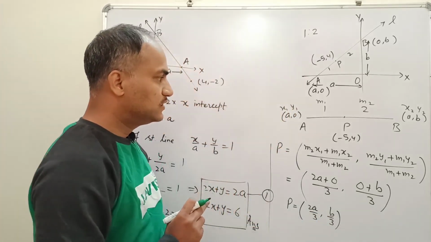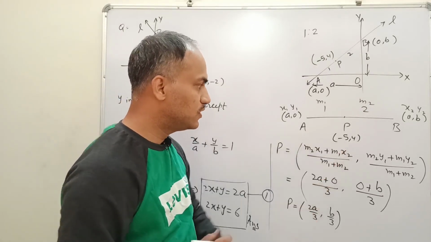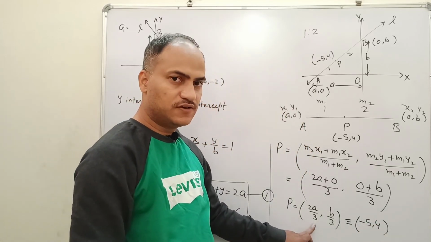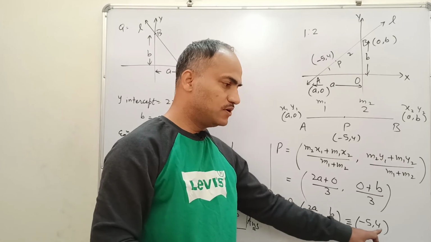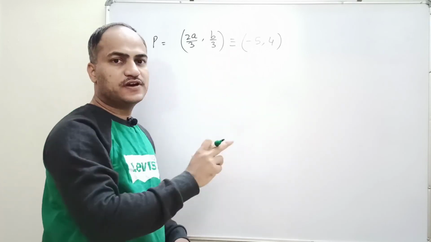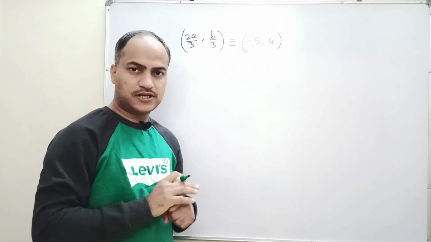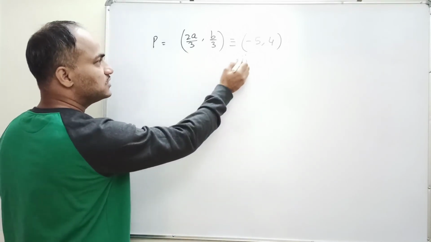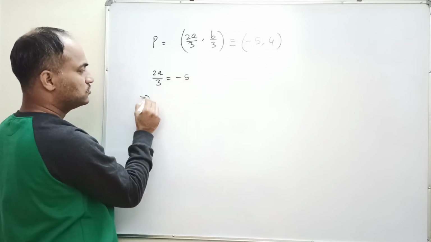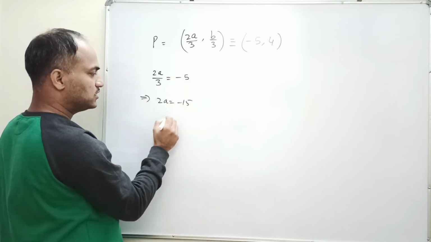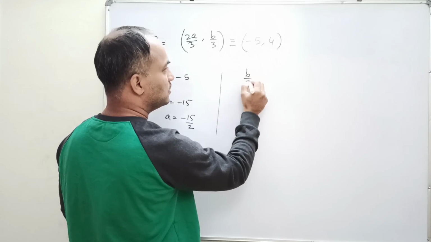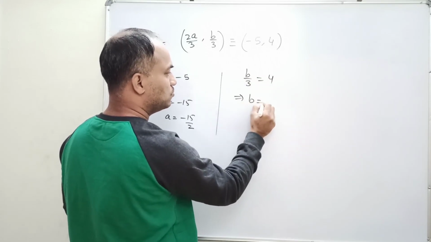But this value is already known. It is given to us as (-5, 4). So the x coordinate will be equal to -5 and the y coordinate equal to 4. The coordinates of P, (2a/3, b/3), are equal to (-5, 4). In comparison, the x coordinate 2a/3 is equal to -5, which implies 2a is -15 and a becomes -15/2. And b/3 is 4, so we get b equal to 12.